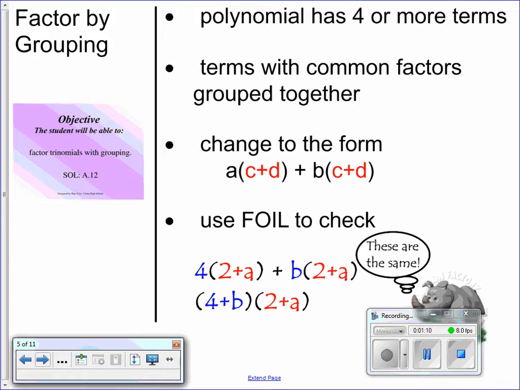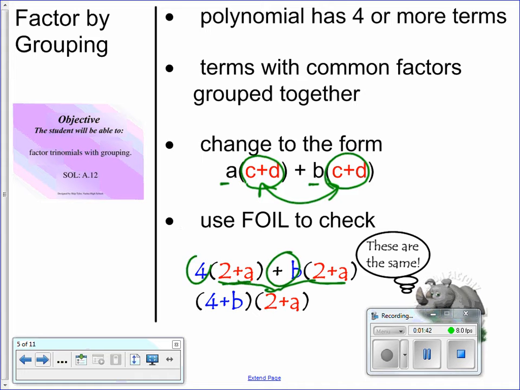Factor by grouping means that I have a polynomial with 4 or more terms. So terms with common factors are grouped together. There's usually multiple ways that you can group them. We need to change it to the form so we have a number, and then notice this is c plus d, a different number, but this is c plus d. These two have to match exactly. When we're done, you could FOIL to check them. When you do get it factored, these two that match exactly are one term, and then this one and this one go together to make that term.